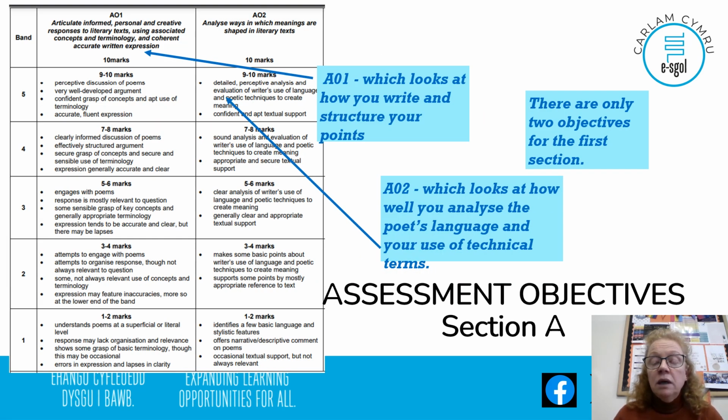So on this particular section of the poetry paper, you are only looking at 2 assessment objectives. AO1 is how you write. How well have you structured your points? How well have you incorporated quotes? How well have you linked your ideas together?